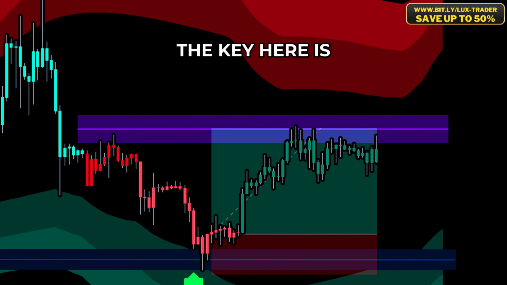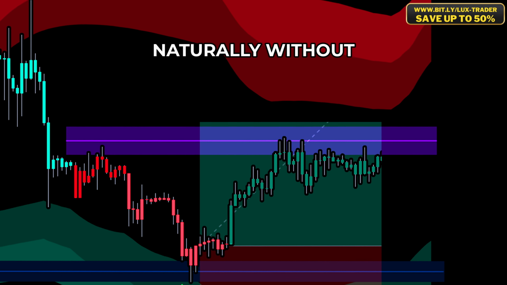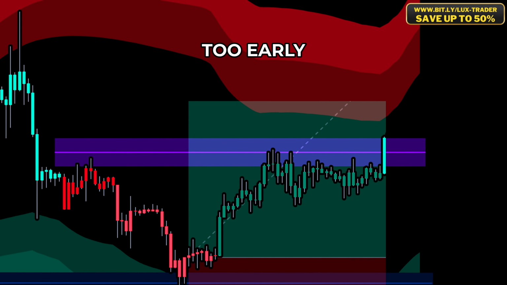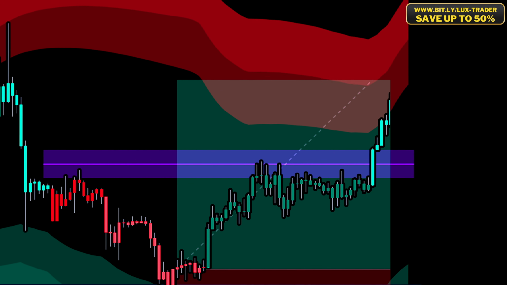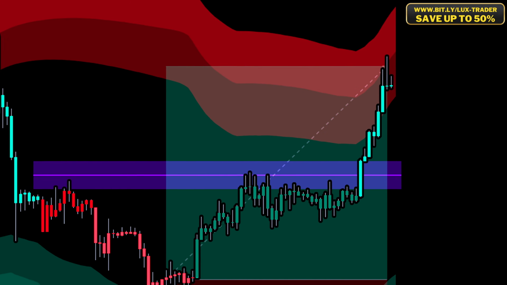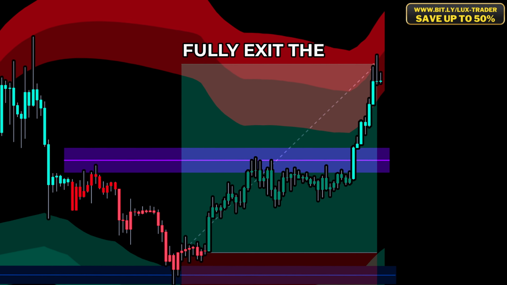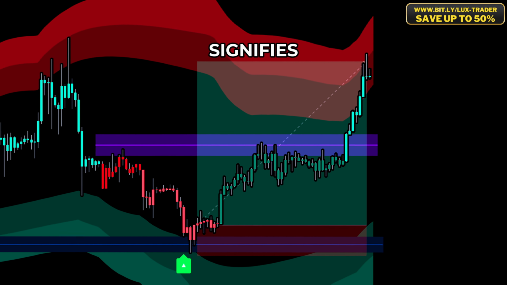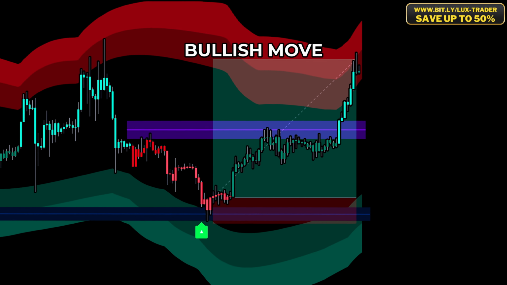The key here is to allow the market to move naturally without panicking and closing too early. You'll hold this position until price action reaches the middle of the upper reversal band. This is a reliable point to fully exit the trade, as it often signifies exhaustion of the bullish move.